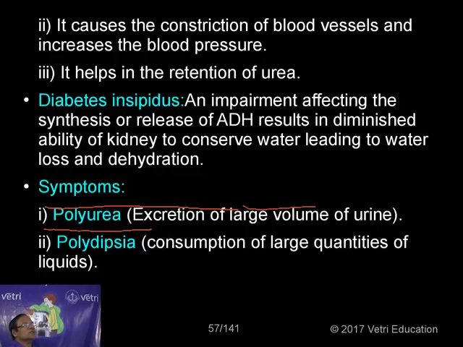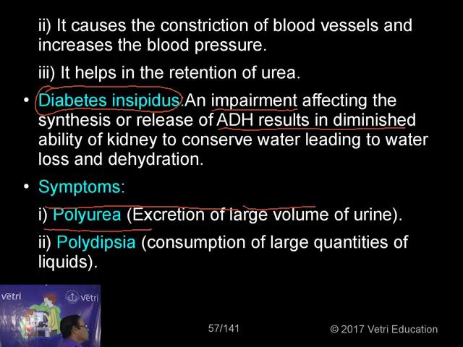Now, what is the deficiency disorder caused? The deficiency disorder caused is diabetes insipidus. When there is a deficiency of the hormone, the synthesis and release are diminished. If there is an impairment of that part, the result is a diminished amount of this hormone. And then this will not allow the water to be reabsorbed and promotes the elimination of water. That condition is called diabetes insipidus.